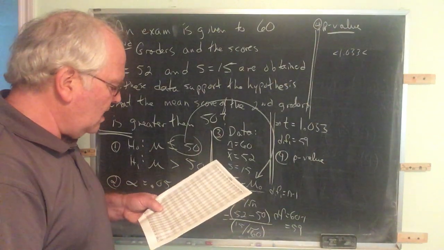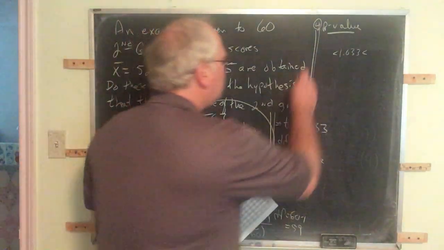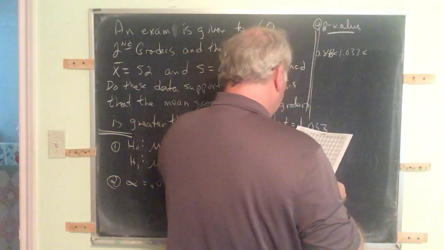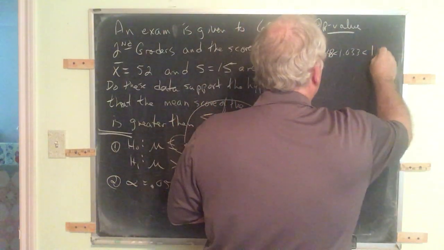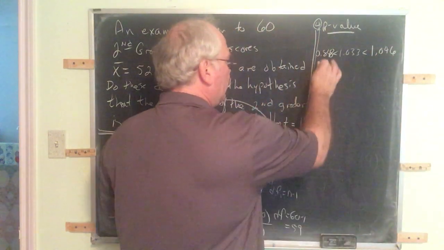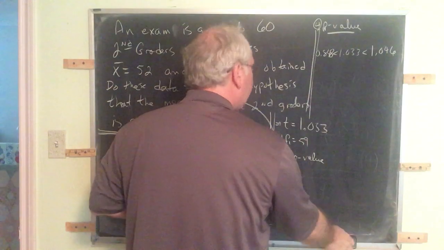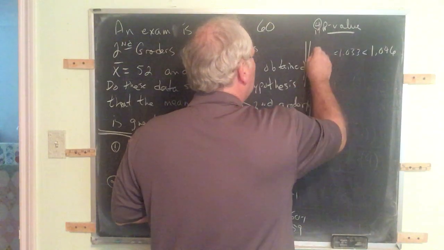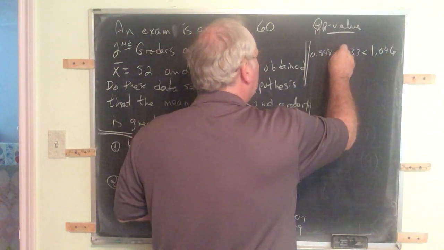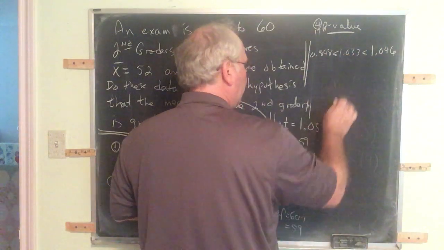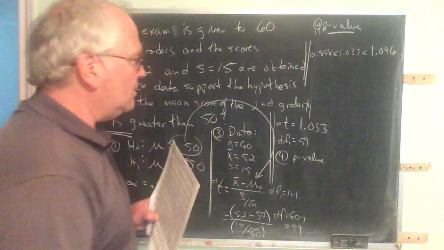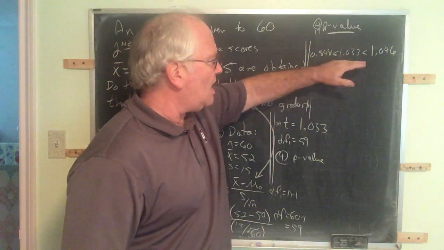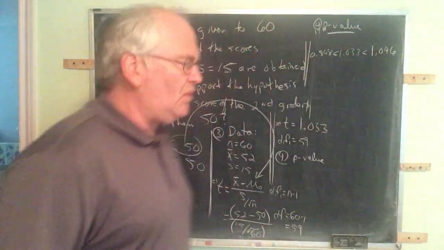I have that's between 0.848 and 1.046. 0.848 is less than our value, 1.033, which is less than 1.046. This shows why this last decimal approximation is not such an important piece. All we need to know is the 2 values between which that falls.